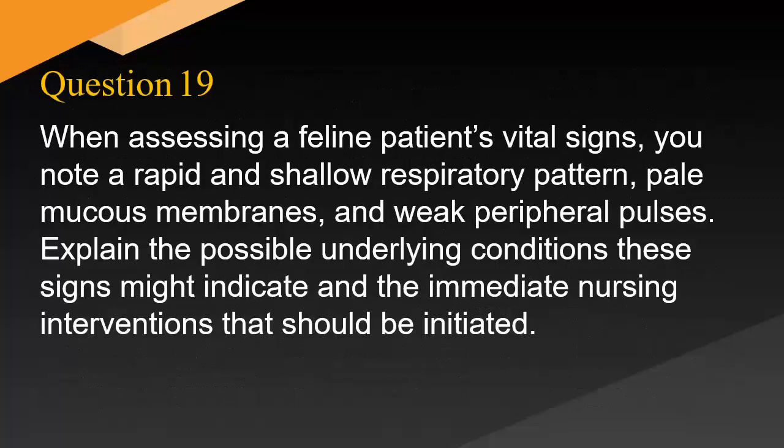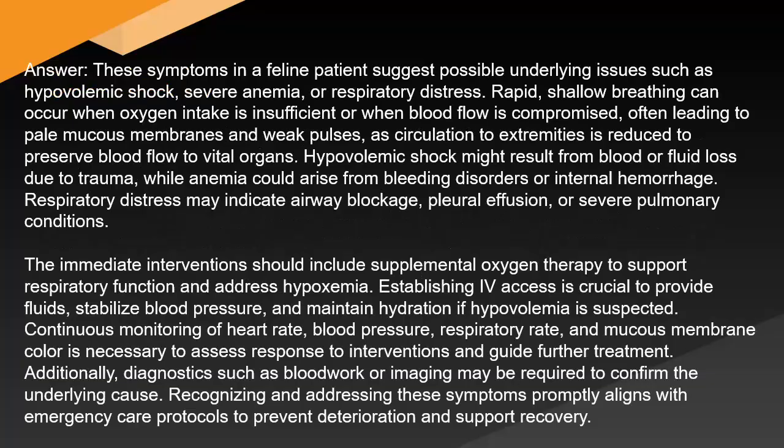When assessing a feline patient's vital signs, you note a rapid and shallow respiratory pattern, pale mucous membranes, and weak peripheral pulses. Explain the possible underlying conditions these signs might indicate and the immediate nursing interventions that should be initiated. Answer: these symptoms in a feline patient suggest possible underlying issues such as hypovolemic shock, severe anemia, or respiratory distress.